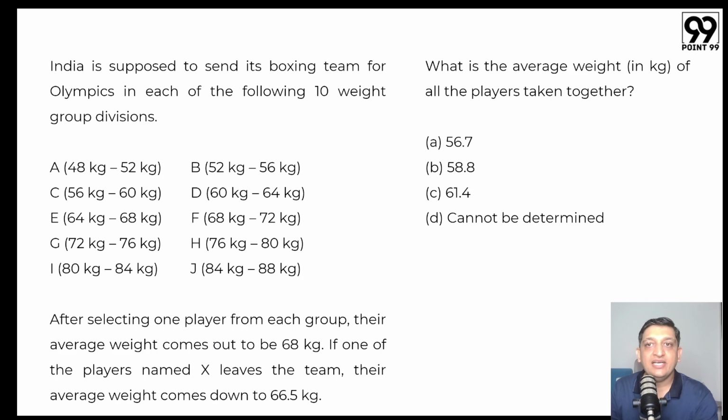But how many players are going to participate in this particular competition? We don't know. So for all practical purposes, let's say for example, Division A had 2 players that were there. We don't know what the weight of these 2 players is going to be. We don't know how many players are there overall, because of which we will not be able to determine the answer to this particular question. So the correct answer here is going to be option D, that is cannot be determined.